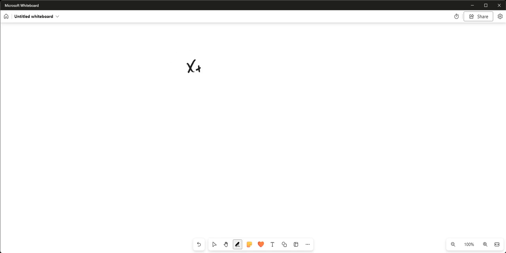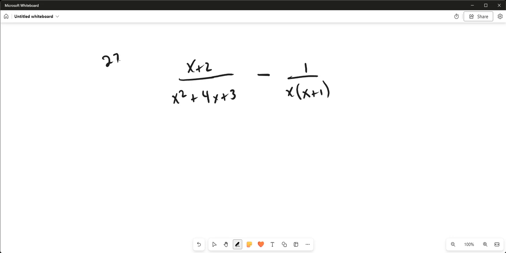x plus 2 over x squared plus 4x plus 3 minus 1 over x times x plus 1. Okay, this is kind of a contrived problem, just to make you think a little bit. This is going to be much easier right here if you break this into its factors so that we can see what all the factors are. Then we'll be able to find the common denominator more easily.